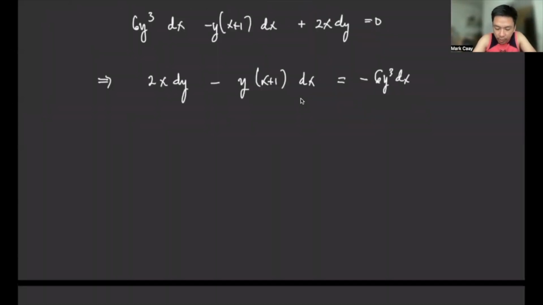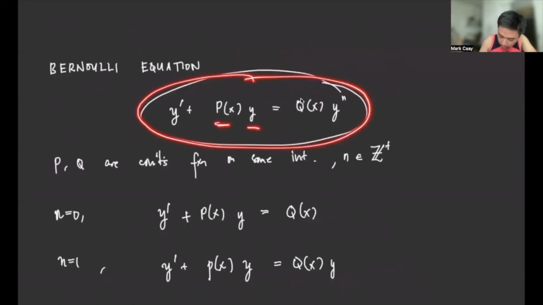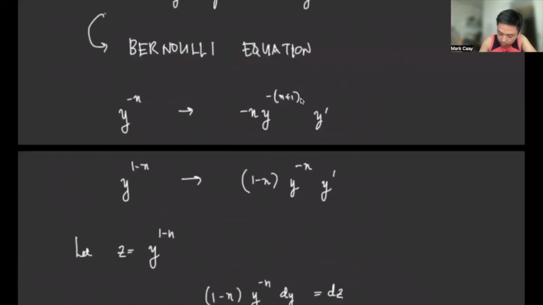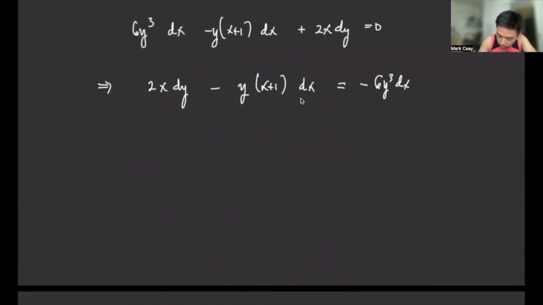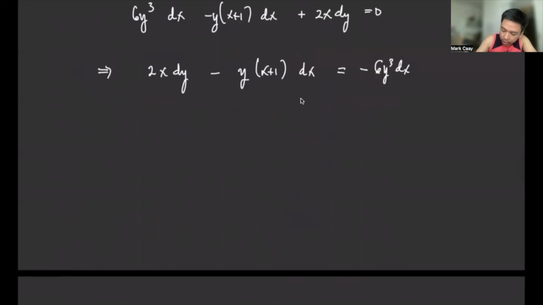Mapapansin mo, magiging Bernoulli's equation na siya kasi ang terms na nag-involve sa kanya is of dy, eto, and then we have an expression of y, but this is dx, and we have another dx here. So basically, parang kung tinatrato mo, ito yung p of x mo, ito yung q of x mo. Kasi di ba yun yung given sa equation natin, p of x na may kasamang y, and then q of x na may kasamang y raised to something. So ito yung q of x mo, ito yung y raised to something, and ito yung p of x mo, ito yung y.